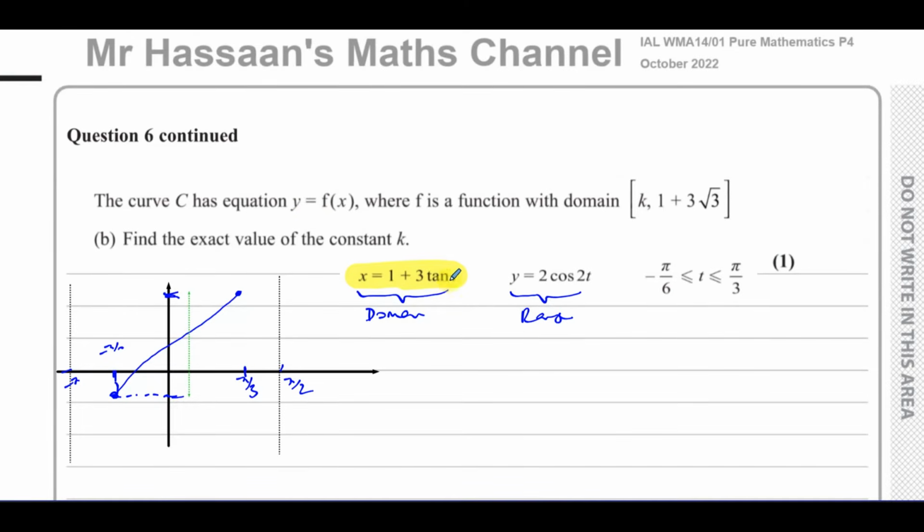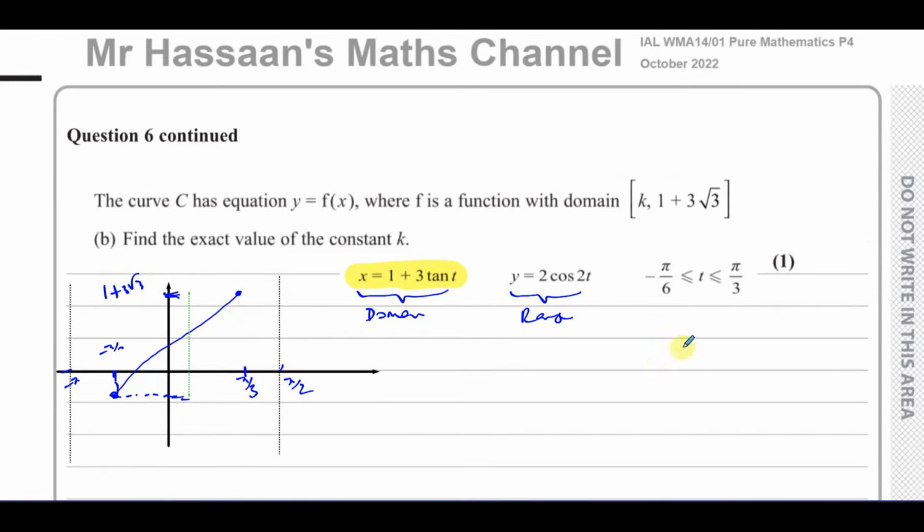Okay. The output of this function will be the domain of this function. So this represents the domain of that function because that's the input of that function. You could say that's the x part. So what is the lowest part and what's the highest part? Well, they said the highest part is 1 plus 3 root 3. Okay, that's 1 plus 3 root 3.